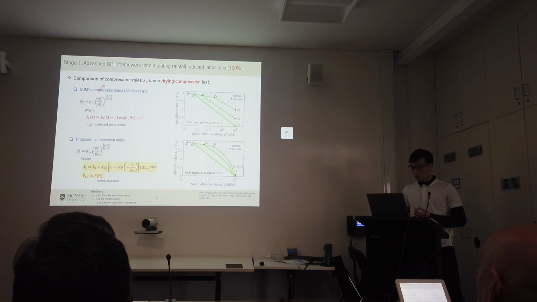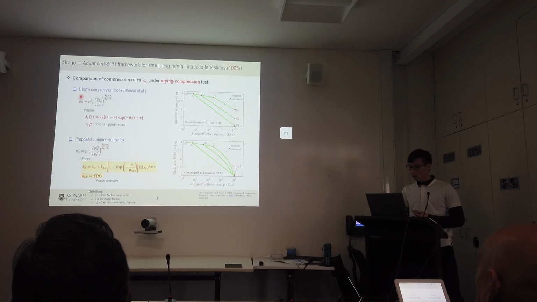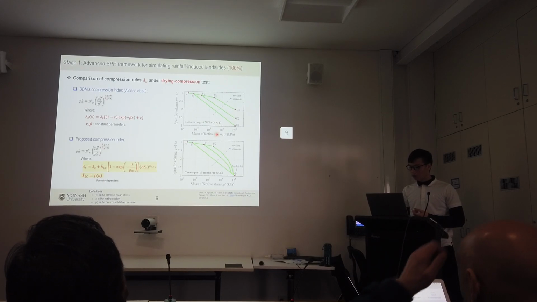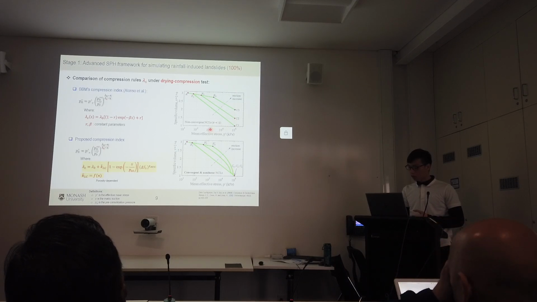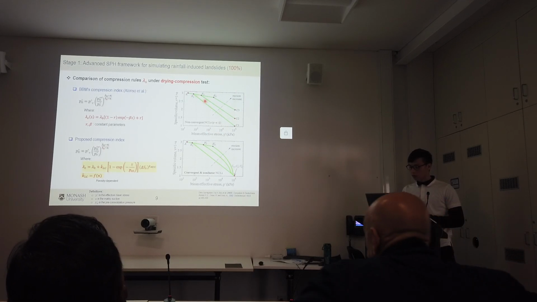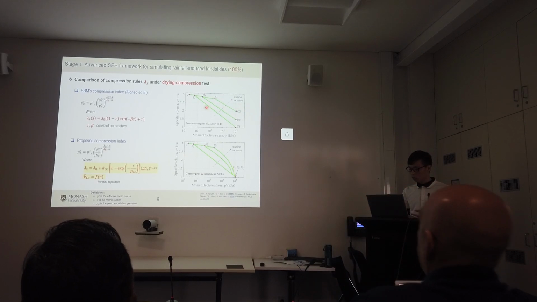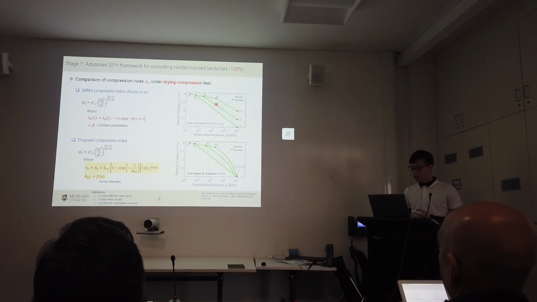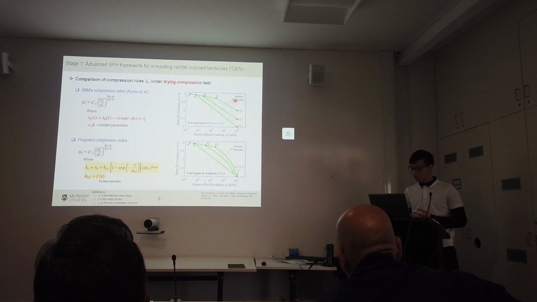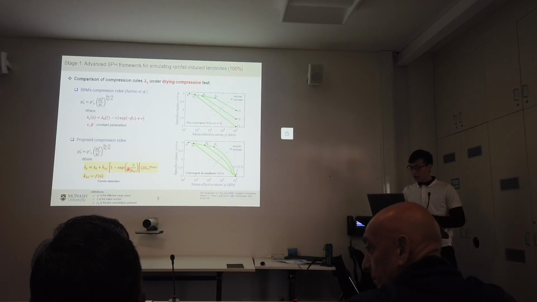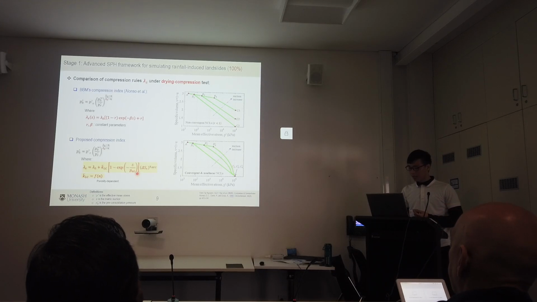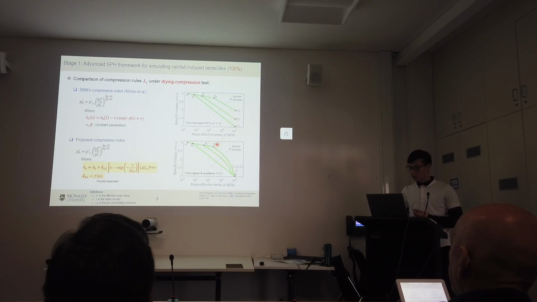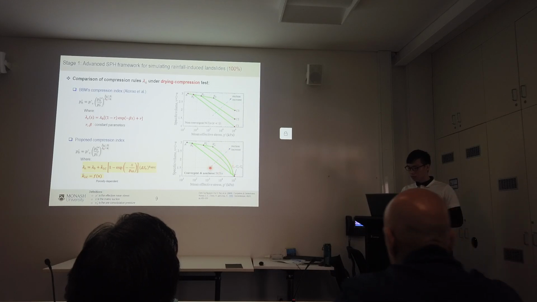This slide shows you the comparison of compression rules under suction. At the top, we show you the original BBM compression rule, which is widely used in the literature. But keep in mind that we present it within an effective stress framework. You can see here that the BBM compression rule produces a linear line and does not converge as suction increases. At the bottom is our proposed equation that allows us to describe the nonlinear behavior and also the convergence toward the saturated compression line.